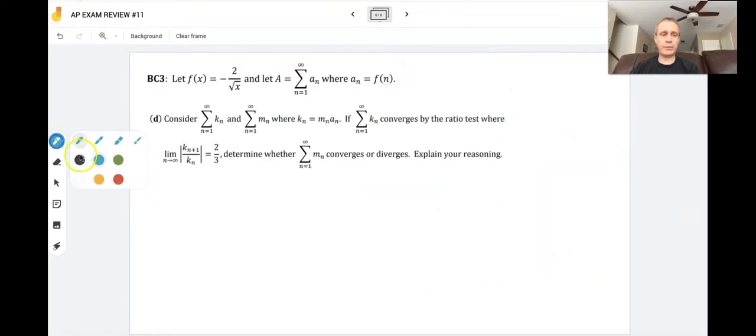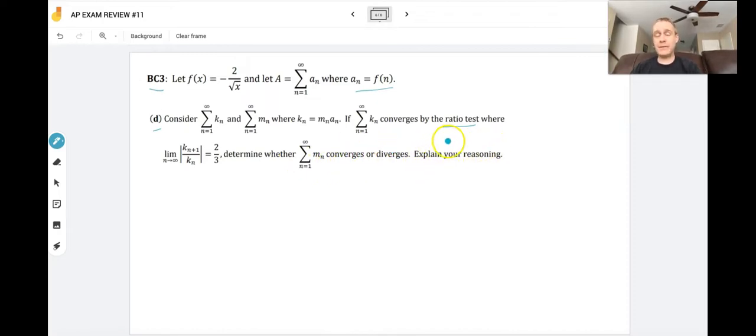Okay, so for our last problem, still on the same BC3 question. So f of x is the same expression, a sub n equals f of n. Part D, we want to consider the series with general term k sub n and the series with general term m sub n, where k sub n equals m sub n times a sub n. If the series with general term k sub n converges by the ratio test, where the limit of this ratio equals 2/3, determine whether the series given by epsilon n converges or diverges, and explain our reasoning.